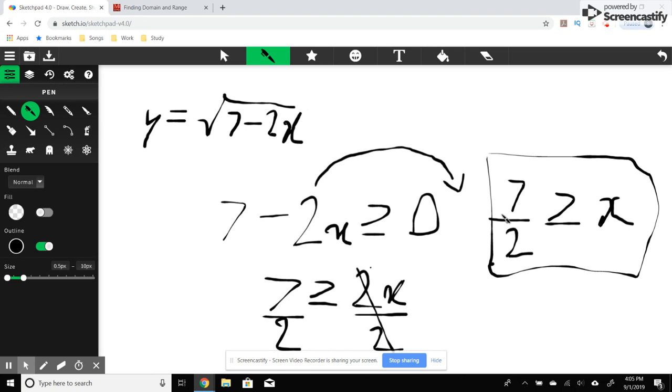Values over 7 over 2 would not work. So let's say we had 4. 7 minus 8 would be the square root of negative 1, and that would not work. So values below 7 over 2 would always work, and values greater than 7 over 2 would not work. And we demonstrated it in an example: 4 would not work, and negative 2 would work. It checks.